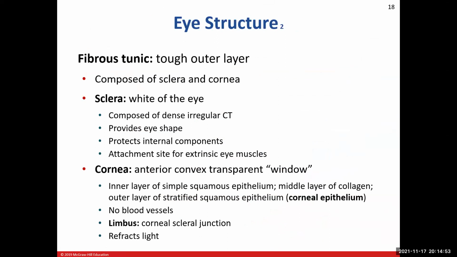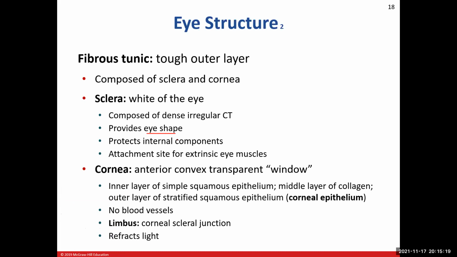Let's start off with the outermost layer, the fibrous tunic. Remember, this is the one I was telling you about. It's that thick, kind of tough outer layer. It's going to support and give shape to the eye here. It's made up of two structures, the sclera, easy to remember, that's the white of the eye. And that's going to be made up of that dense irregular connective tissue, and so this is going to help provide the shape for our eye here.